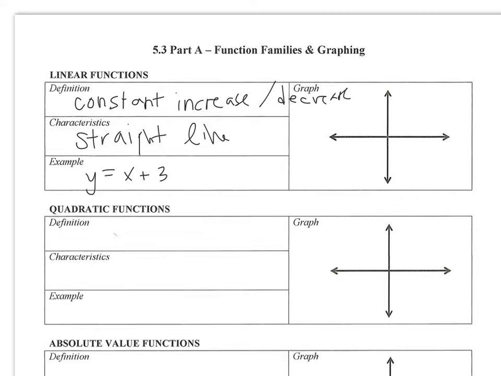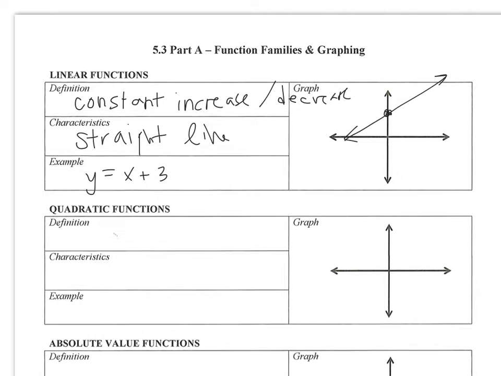You can tell if a function is linear if it only has an x value, or it's not an x squared value, it's not the absolute value of x, it's not the square root of x. So x plus 3 would start at 3 on the y-axis and have a positive slope because the number in front of x, the coefficient of x, is positive.